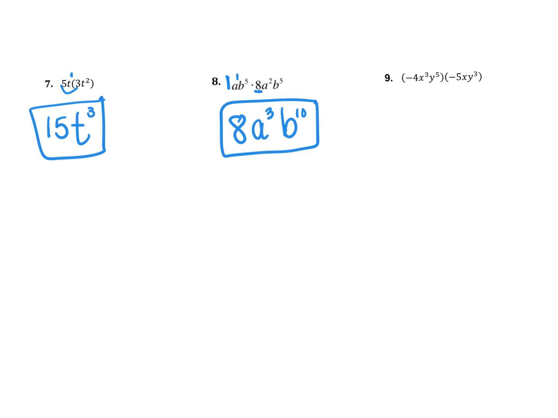And then our last one, we have negative 4x to the third y to the fifth times negative 5x y to the third. So again, we're going to multiply our numbers like we've always multiplied them, and negative 4 times 5 is negative 20. And then I'm going to have x to the third times just x to the first. That's going to give me x to the fourth. And then I'm going to multiply my y's, and I have y to the fifth times y to the third, which is going to give me y to the eighth.